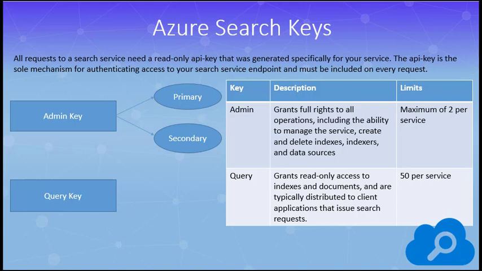So if you want to access the search service via Postman or with the code, the key should always be present in the request. First is the admin key. It is divided into two types, primary and the secondary key. Admin key grants the full rights to all the operations including the ability to manage the service, create and delete the indexes, indexers and the data source.